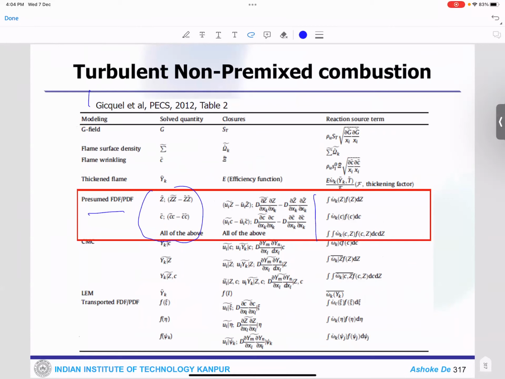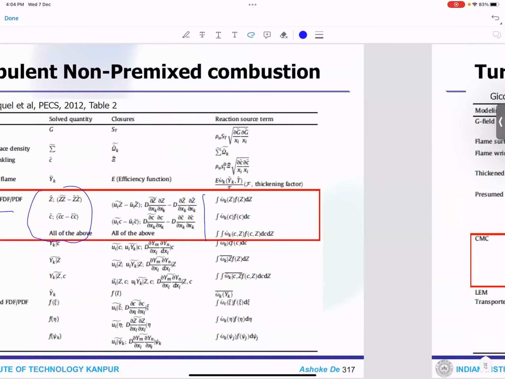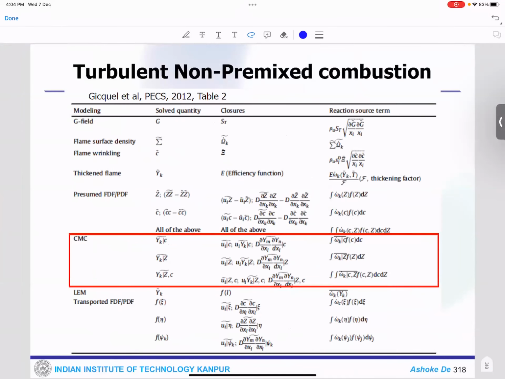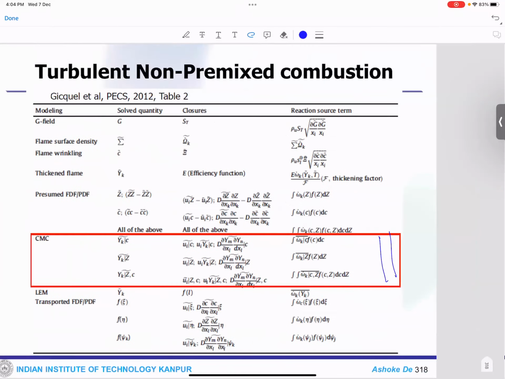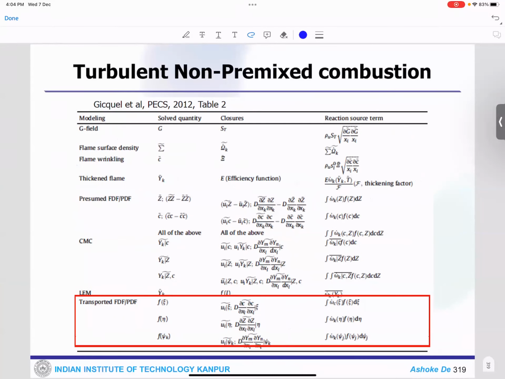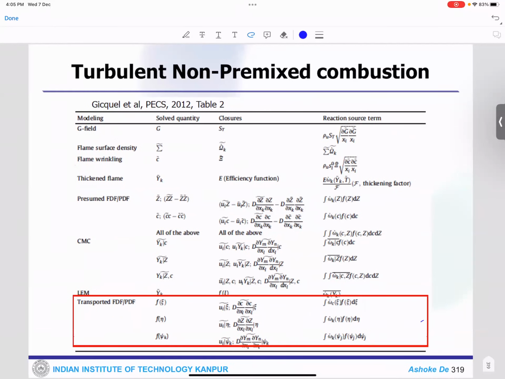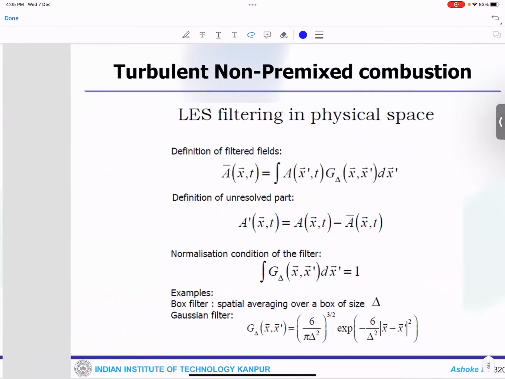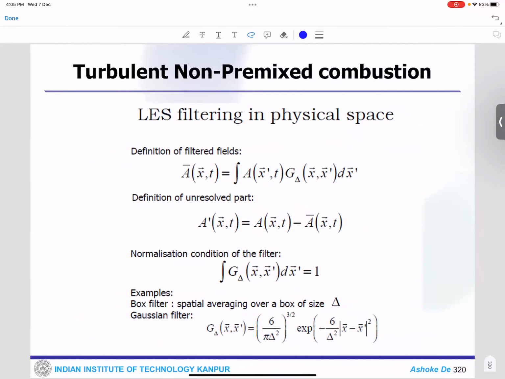So either you can have only a function of mixture fraction or progress variable, or both mixture fraction and progress variable. And for CMC here, with the condition you get this. So finally, this is what you get in the transported PDF. These tables are going to give you a complete idea when you use different kinds of approach. Okay, I'll stop here.